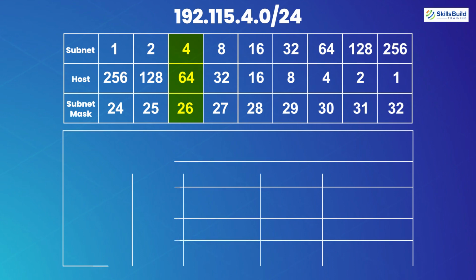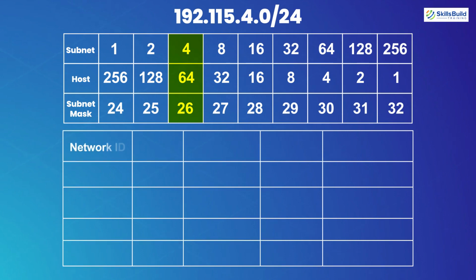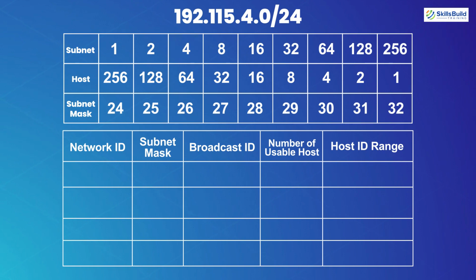Well, I will make a table here and first thing will be network ID, then we will have subnet mask, then broadcast ID, number of usable hosts, and at the last we will have the host ID range. The first 3 numbers of the IP address will remain the same, and the only change that we are going to see will be in the last part of the IP address. So as the last digit in our IP address is 0, so we will continue from that.